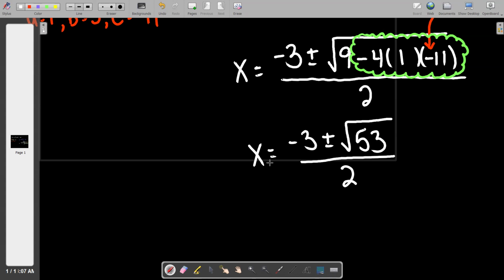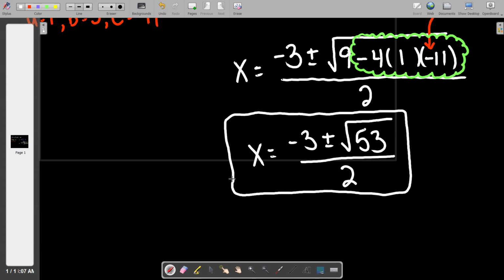What can you tell me about the square root of 53? Can you break it down? Then this is the final answer. Put a box around it, send it.